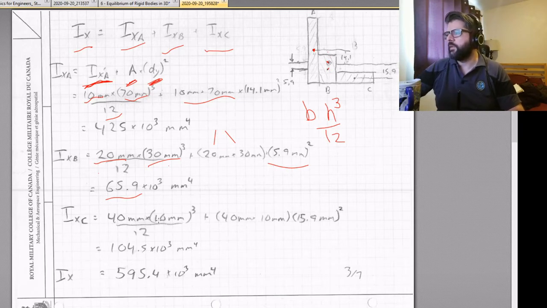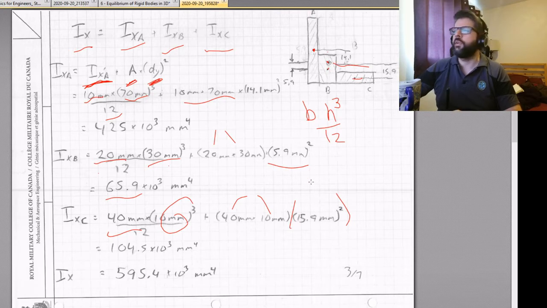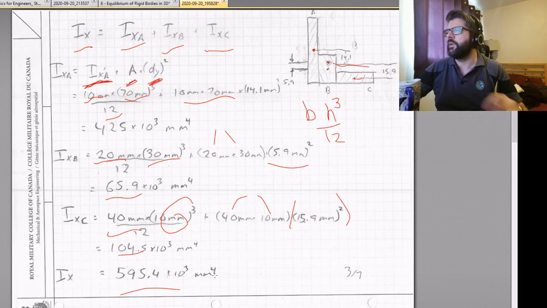And next, similar idea for C. So smaller height, longer base, divided by 12, area, and then our distance from here to here. This from here to here is 5 millimeters. So 20.9 minus 5 gives us our 15.9 millimeters. So all that is 101.5 times 10 to the 3 millimeters to the fourth. All that adds together to give us 595.4 times 10 to the 3 millimeters to the fourth.